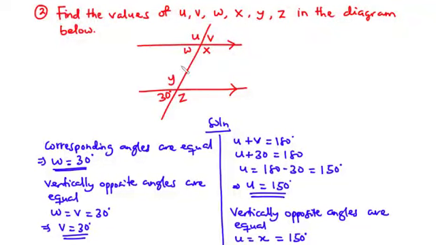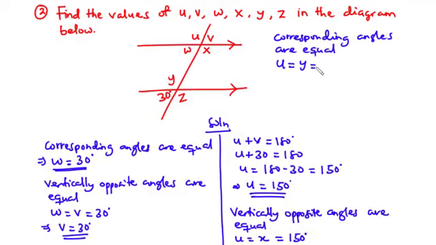U and then Y are corresponding angles and they are equal. So for the sake of space, I'm going to write that here. Corresponding angles are equal. So U equals Y equals 150 degrees. Therefore, we have Y to be 150 degrees.